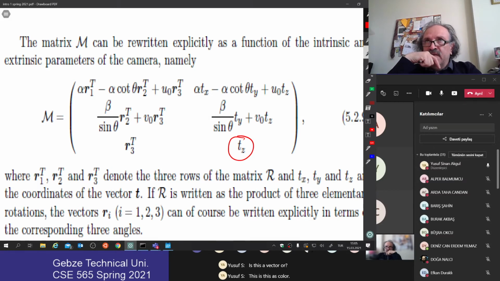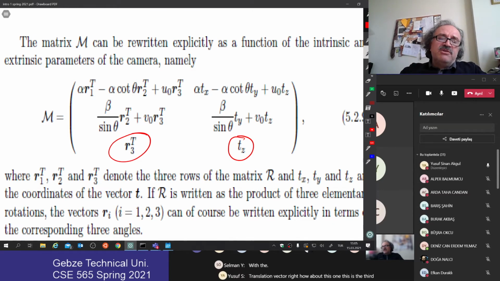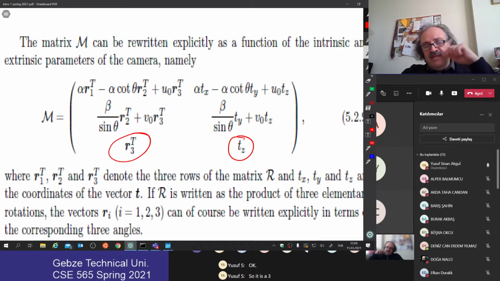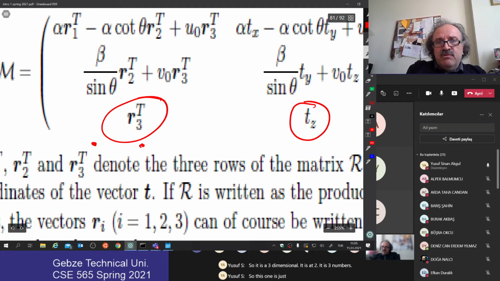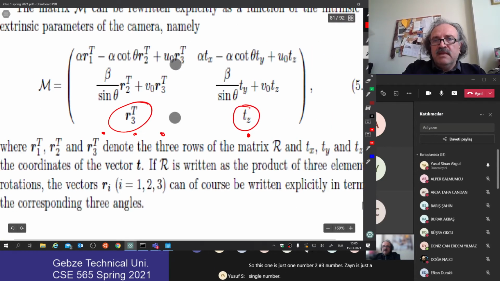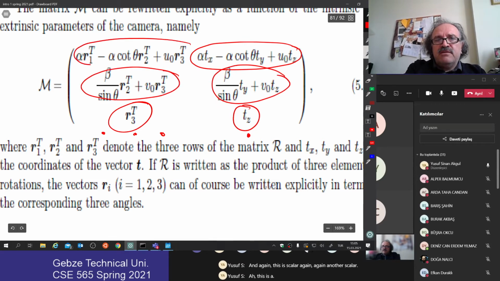Should be scalar, right? Because it is the third component of the translation vector. Yeah. How about this one? This is the third row of the rotation matrix. So it is three-dimensional. It is three numbers. So this one is just one number, two numbers, three numbers, and this is just a single number. And again, this is a scalar. Again, another scalar. And this is a row vector.